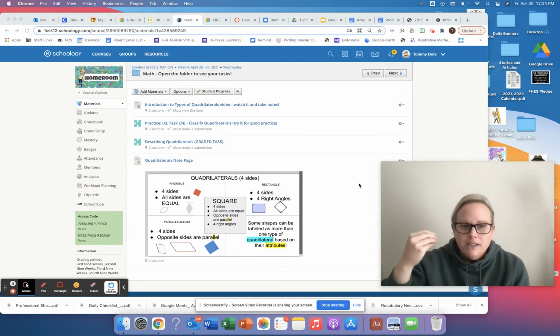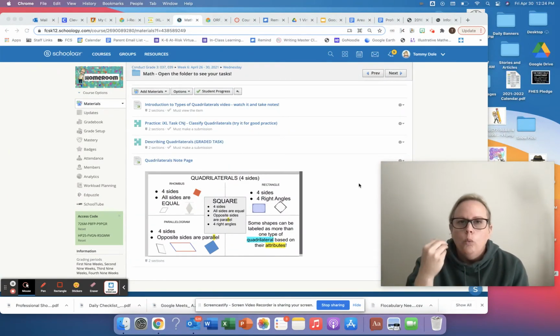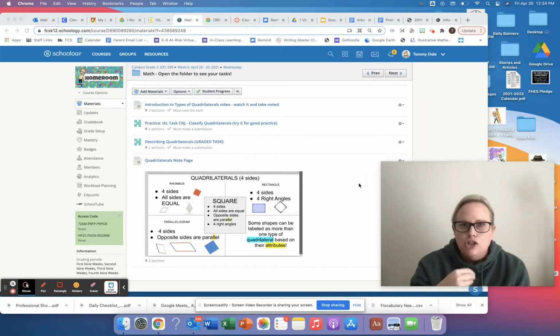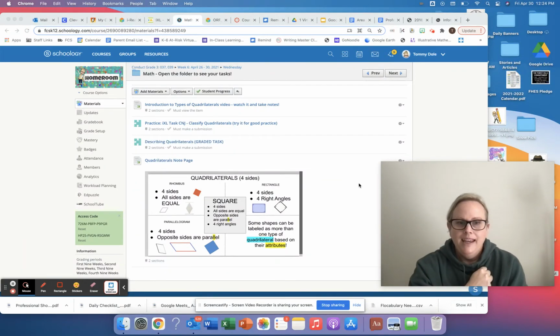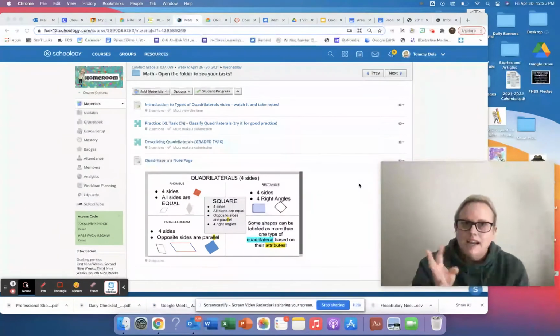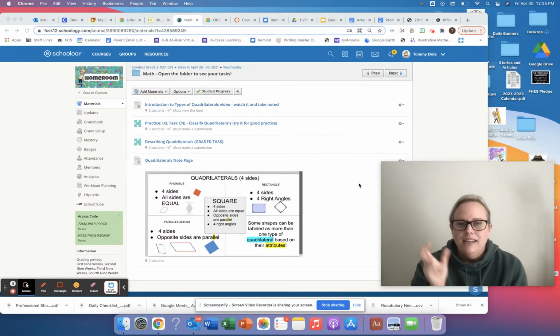And so I want to talk for just a minute about these types of quadrilaterals and what makes them each special. Okay? So for a rhombus, it has to have four sides because it's a quadrilateral. And all the sides have to be equal. They all have to be the same length sides. And that means any shape that has four sides and they're all the same length can be called a rhombus.